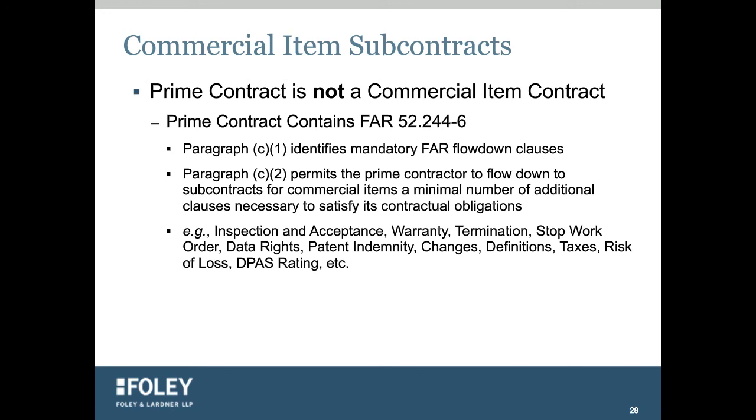That said, there are some clauses that don't require flow down that prime contractors should want to flow down for business purposes. That's termination for convenience. What happens if the government terminates you for convenience? Well, you need to be able to terminate your subcontractor for convenience. Otherwise, you're on the hook to continue paying your subcontractor for goods or services you no longer need, right?